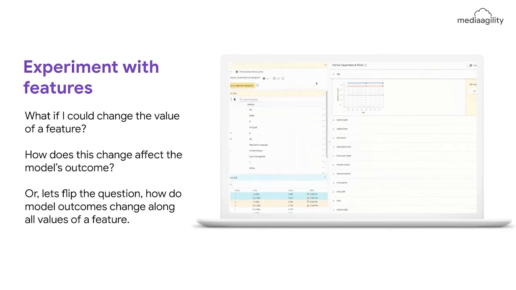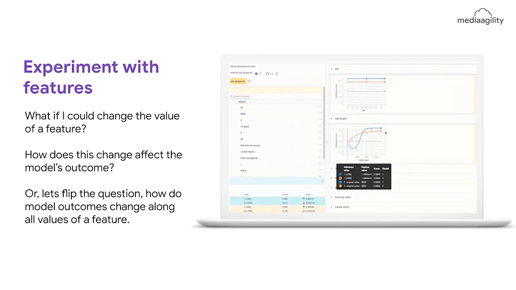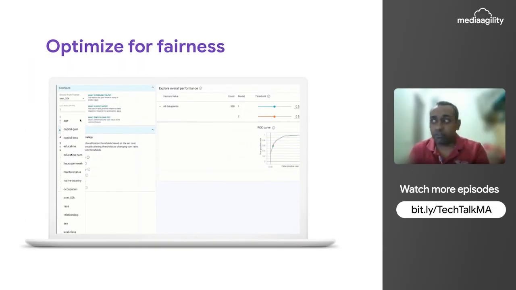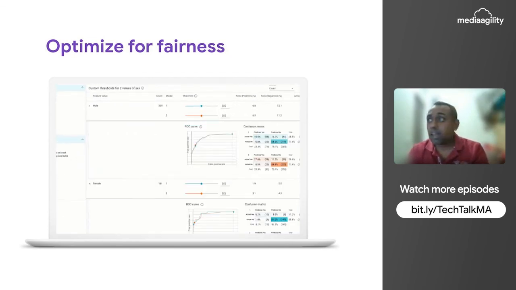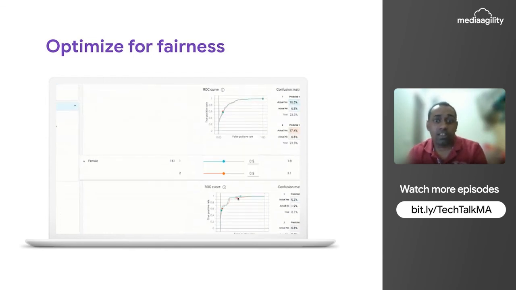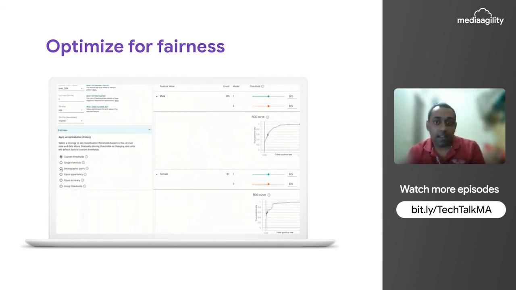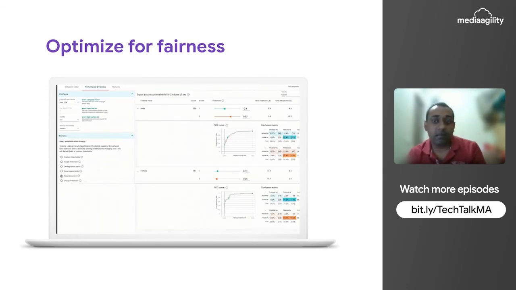Or let us flip the question. How does the model outcome change along with the value of the features? If those are being answered, the machine is not only learning, but it is also explaining the rules behind the system. We can optimize for fairness by knowing all this using the What-If Tool. What values must be there for the thresholds for our models to achieve a desired statistical definition of fairness? When we say something is to be fair, how do the thresholds have to be moved so that equal opportunity or equal fairness can be achieved?